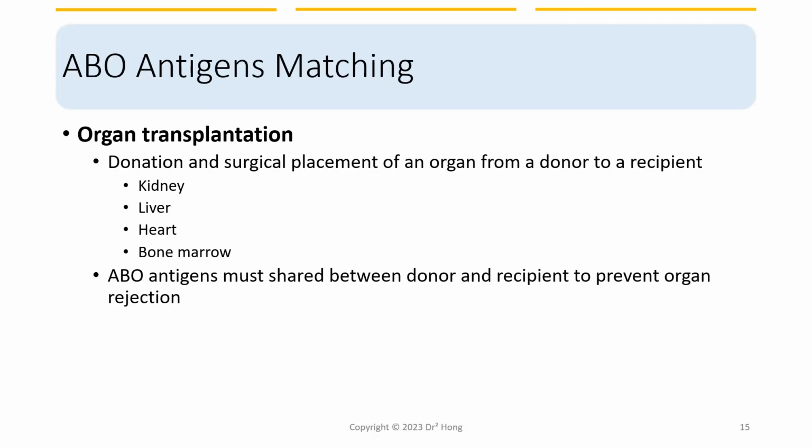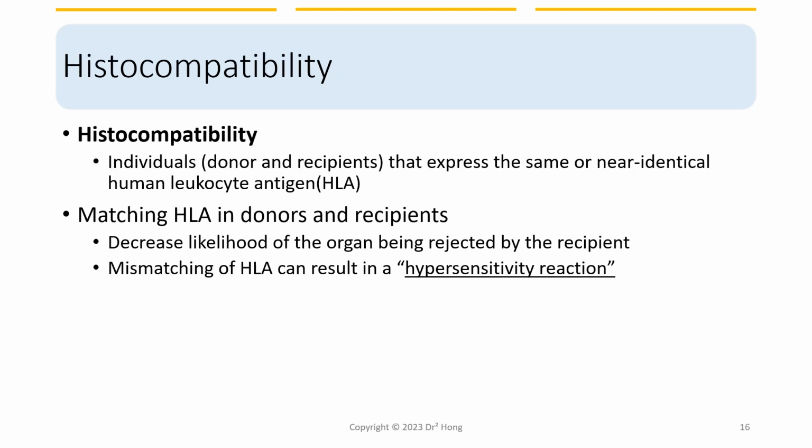Regardless of any major organ transplantation, the ABO antigens are crucial for successful organ transplantation and must be matched first before anything else. The next factor between donor and recipient is histocompatibility. It is essential to match donor organs to recipients in order for the process to be successful. The idea is to match the HLA between the two as closely as possible to decrease the likelihood of the organ being rejected by the recipient.